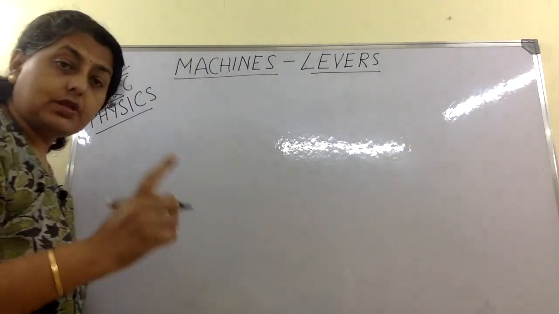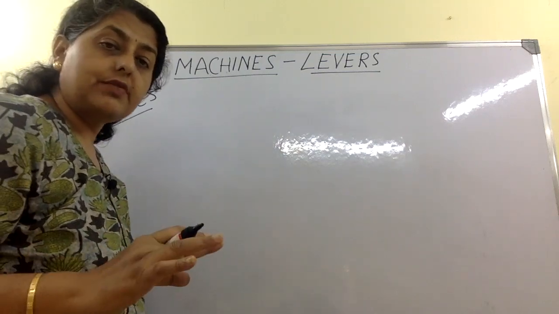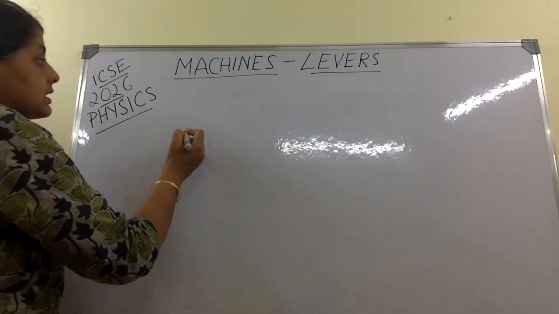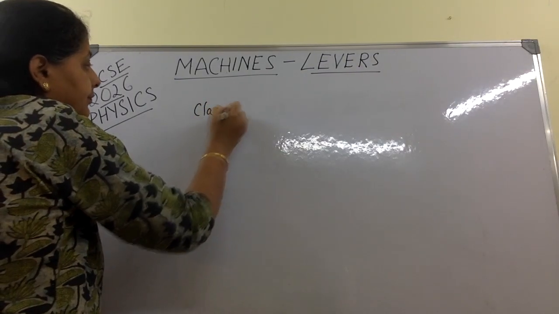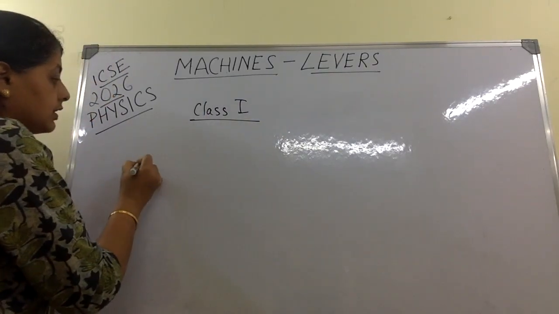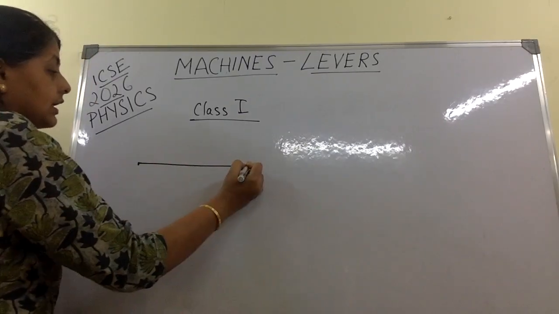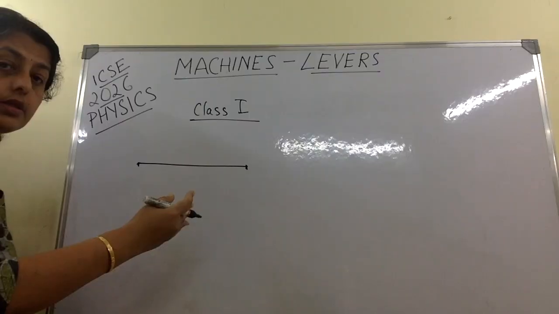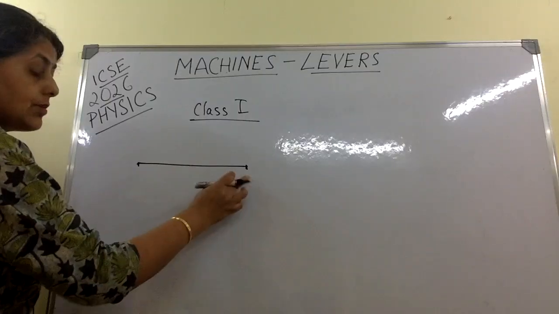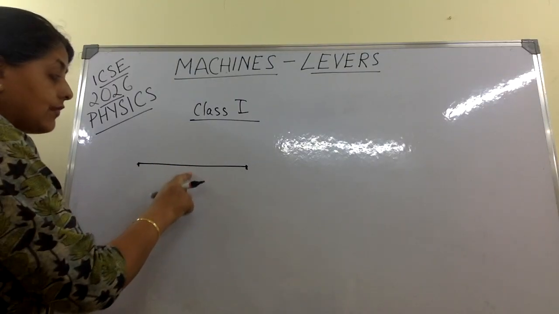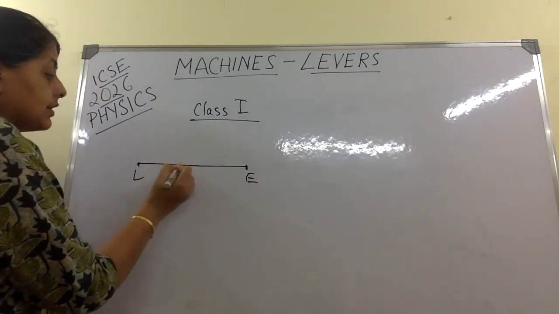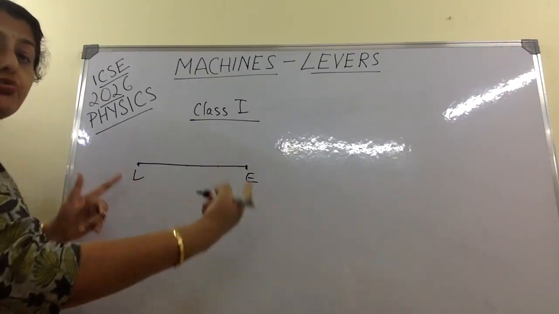Now there are three types of levers. Definitions I never include in my video, you get them in the textbook, so please do them from the textbook. So here first is class 1 lever. In class 1 lever, the fulcrum is supposed to be in the middle. If this is 10 centimeter, it is not necessary that the fulcrum will be at 5 only. The fulcrum can be here, load here, effort here, anywhere, but between the two.